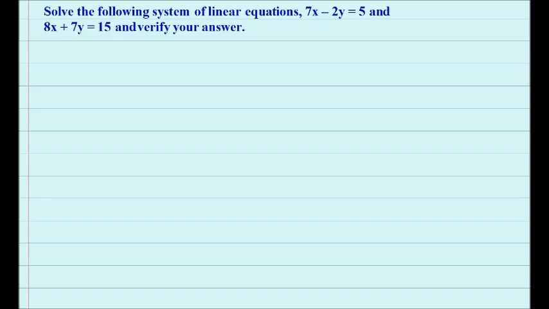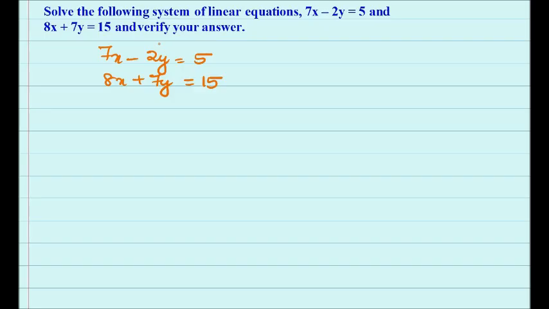Here the question is, solve the following system of linear equations, 7x minus 2y is equal to 5 and 8x plus 7y is equal to 15, and verify your answer. Here the system of linear equations that is given is 7x minus 2y is equal to 5 and 8x plus 7y is equal to 15.